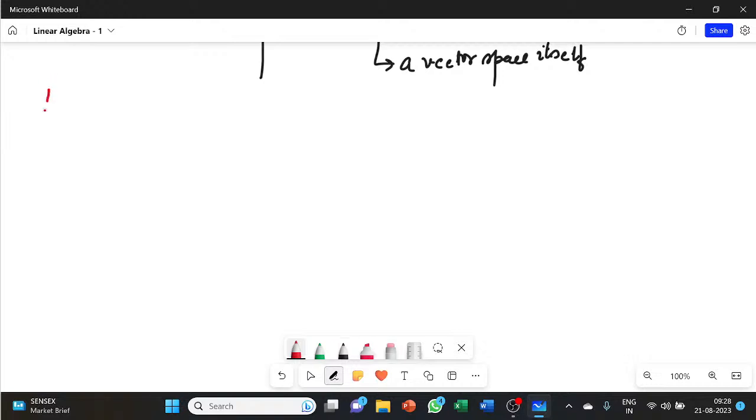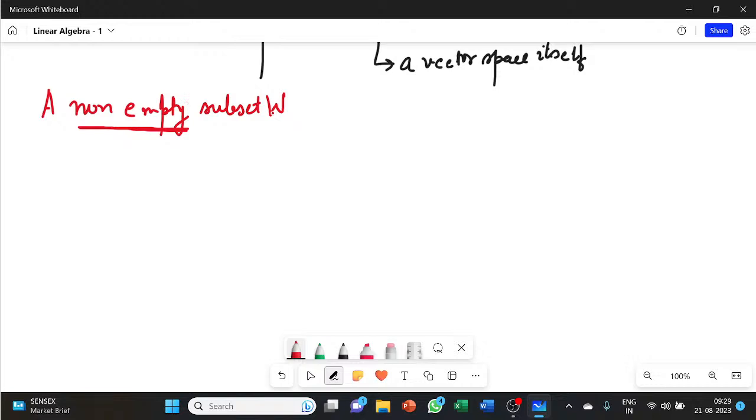If you know there is a subset W of a vector space V, what are the conditions required to claim that W is a subspace of V? For that, I'm writing a few results. Result number 1 is a non-empty subset. The first thing you should see is whether the set W is non-empty or not. If it is an empty subset, then it does not qualify the statement.